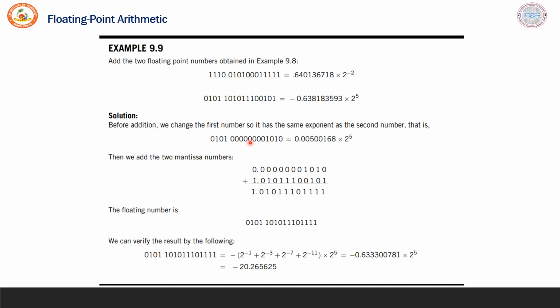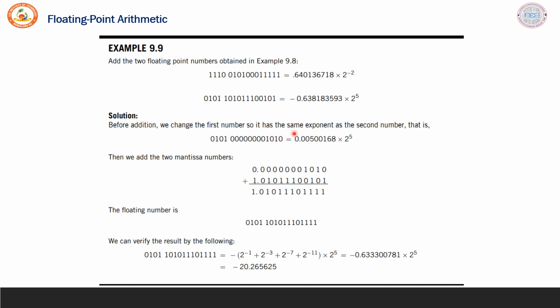Let us consider an example now for these arithmetic operations. First we perform the addition of two floating point numbers. The number which is shown here, we can see the number and its equivalent, and similarly we can see the second number and its equivalent. Now we need to do addition. Before we proceed with adding, we change the first number so that it has the same exponent as the second number. Because the second number's exponent is greater, we are adjusting the first one to be the same as the second one.